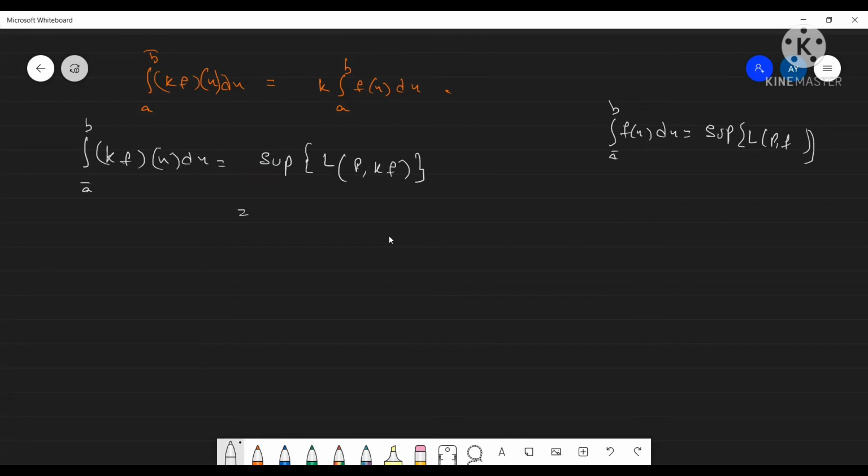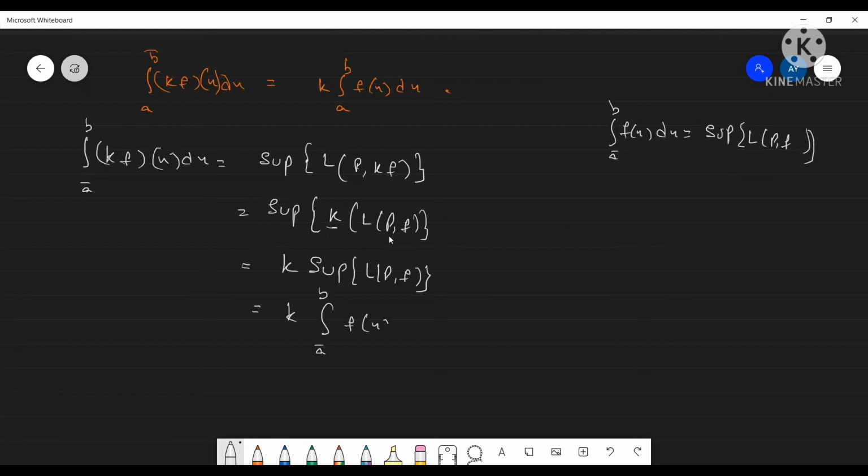But as we have already proved, this is the supremum of k into L(P,f). We proved this earlier. As k is constant, take that out, then you have k times the supremum of L(P,f). This is equal to k into integral a bar to b f of x dx. And from the result, what can we conclude? Integral a to b bar equals a bar to b, which equals a to b. So this is equal to k into integral a to b f of x dx.